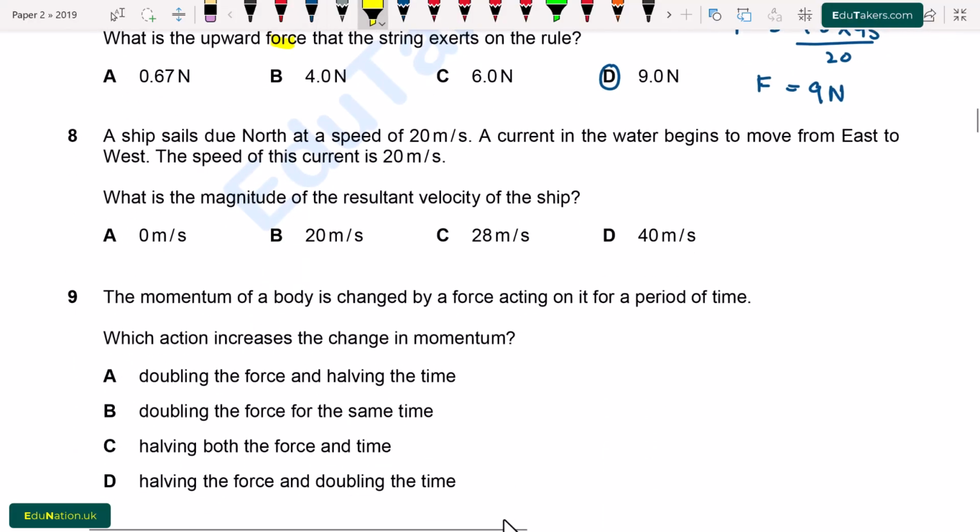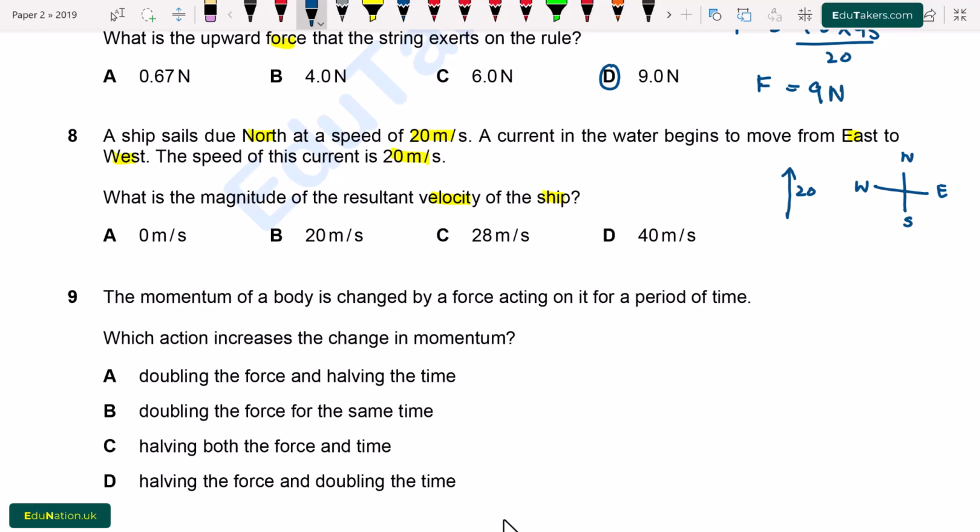Question number 8. A ship sails due north at a speed of 20 meter per second. A current in the water begins to move from the east to the west. The speed of this current is 20 meter per second. What is the magnitude of the resultant velocity of this ship? So here we have to find out the magnitude of the resultant velocity. First of all, I make here a diagram. So here is north, south, east and west. The ship sails due north and the speed is given 20 meter per second. So here will be 20.